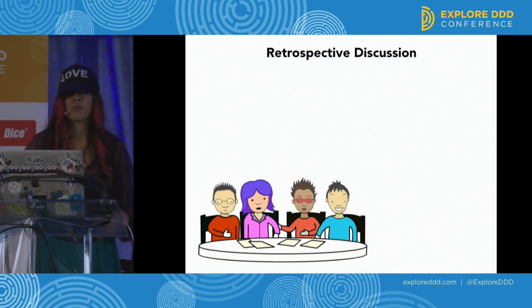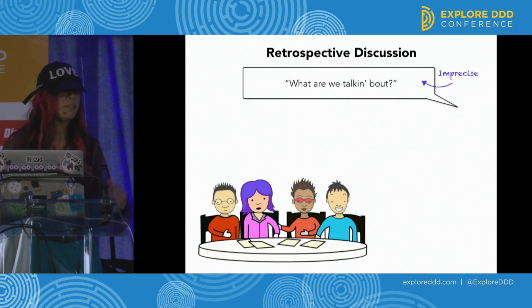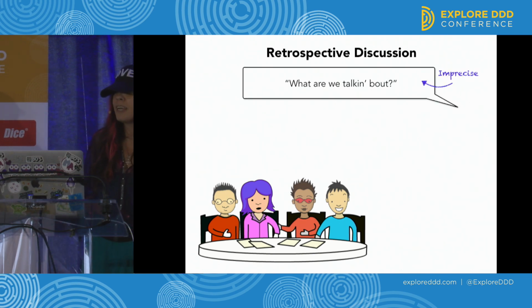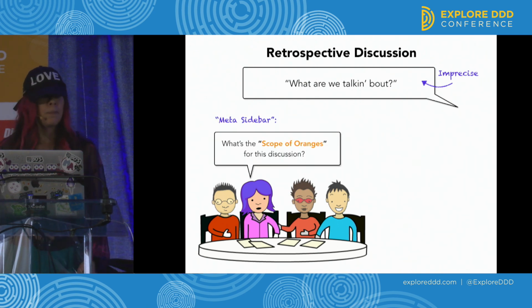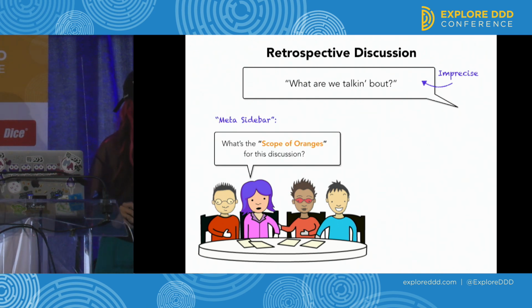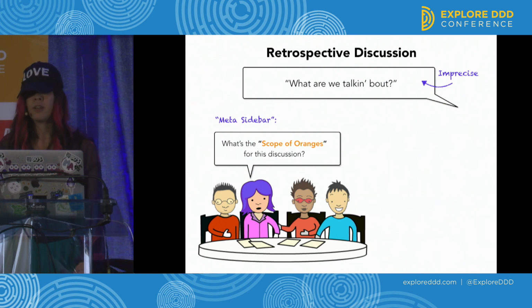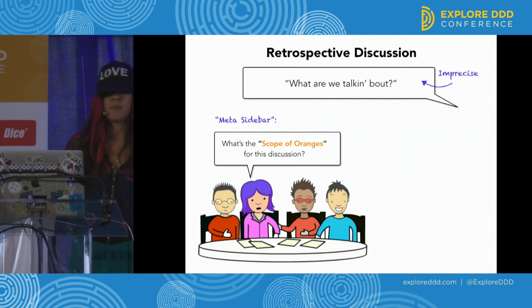So imagine you're in a retrospective discussion. Someone's like, well, what are we talking about? It's an imprecise question, right? So one thing you can do, open a meta sidebar. Let's call out meta sidebar. What's the scope of oranges for this discussion? We can talk about the scope of oranges in a lot of different ways.